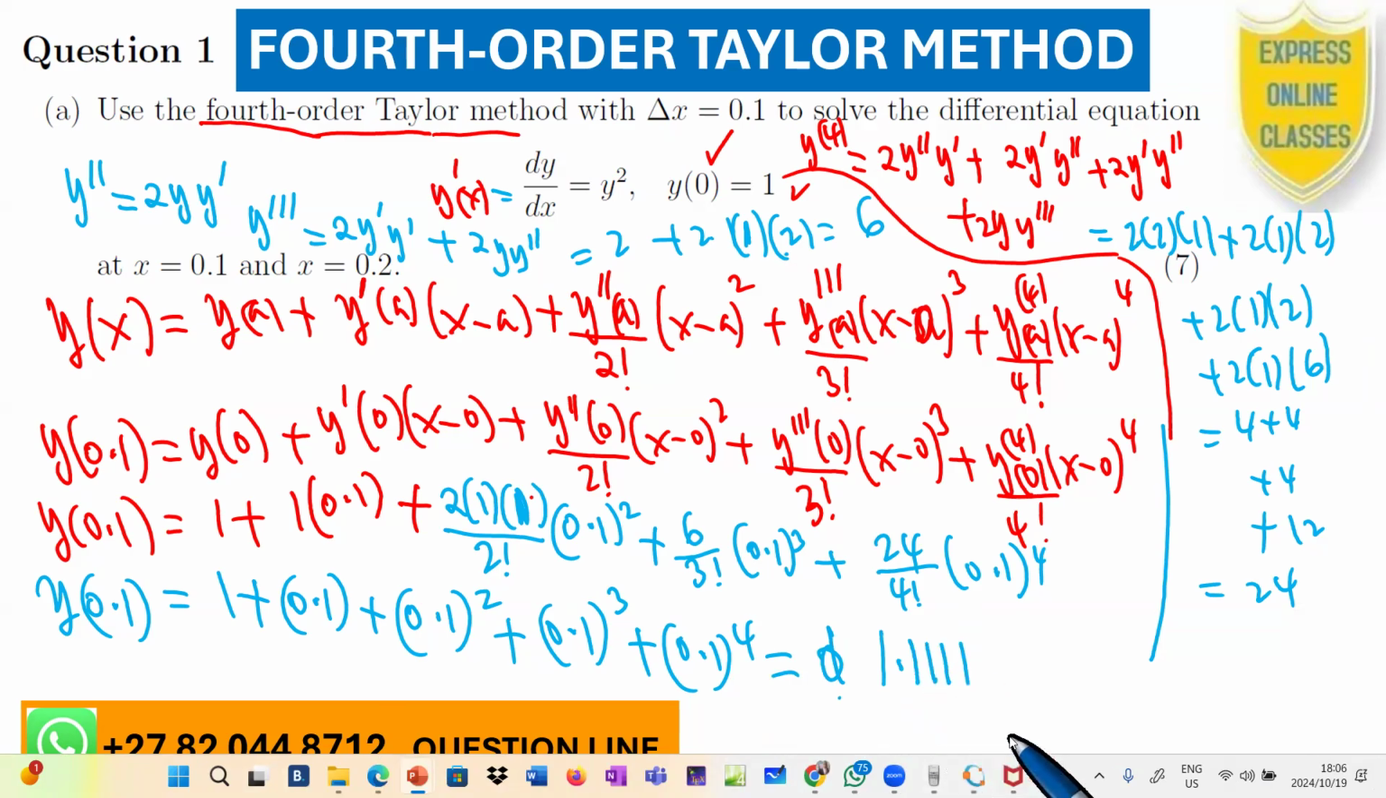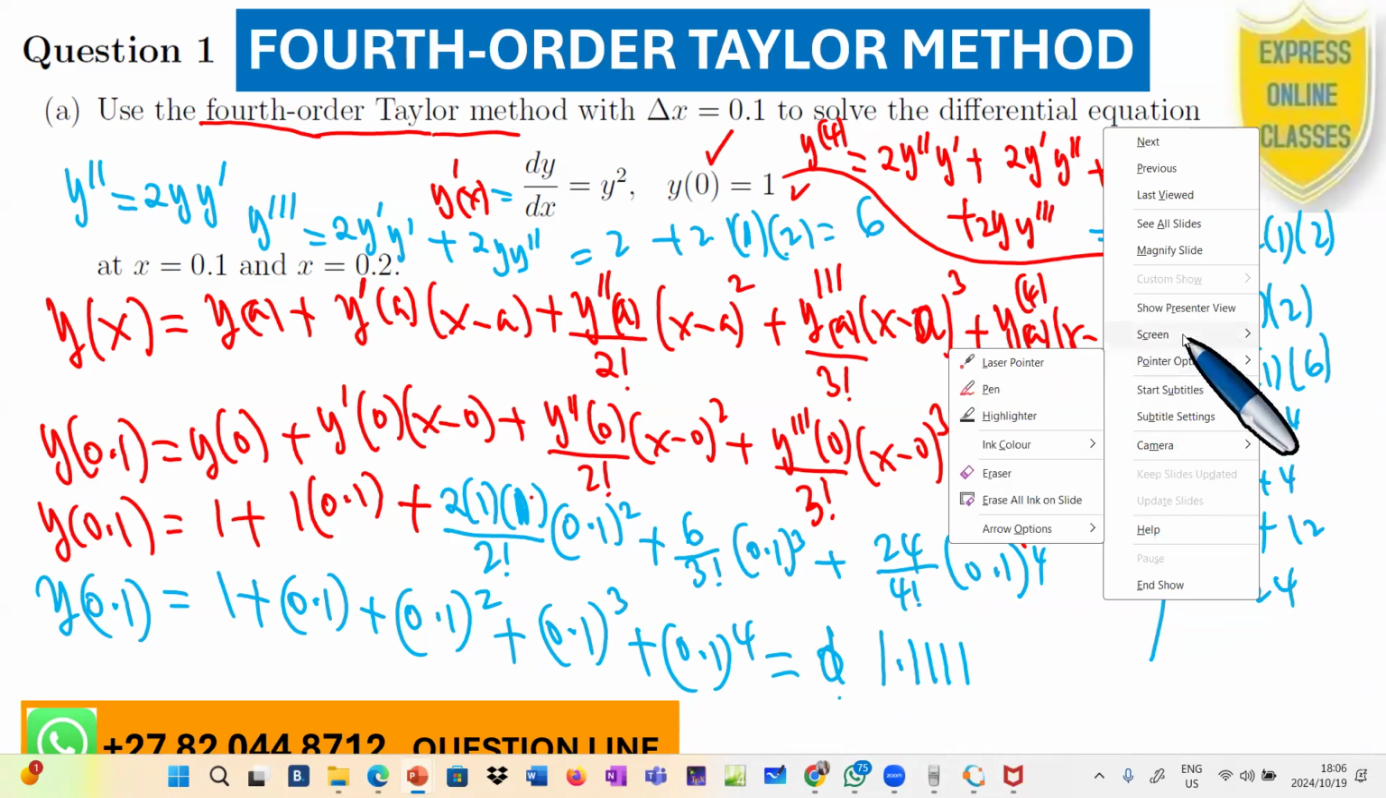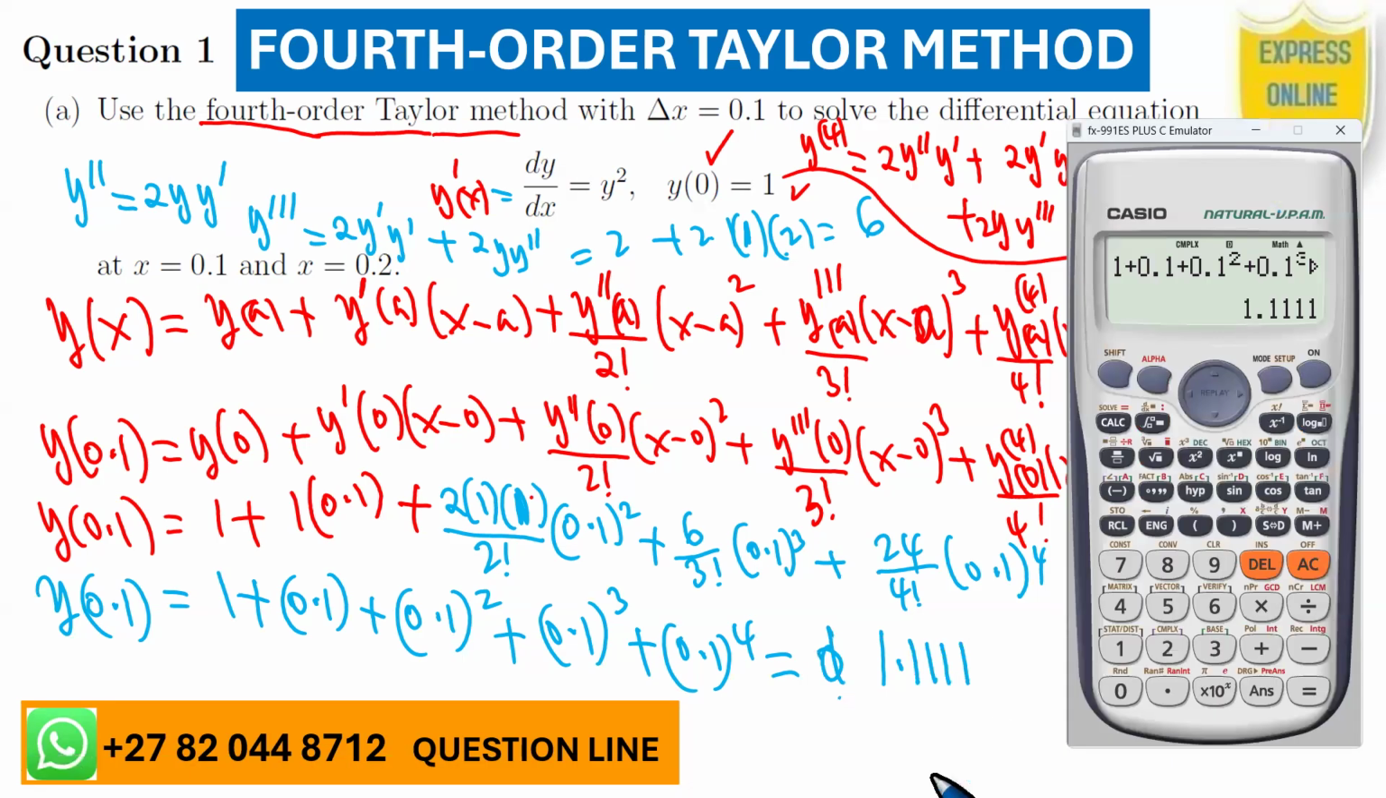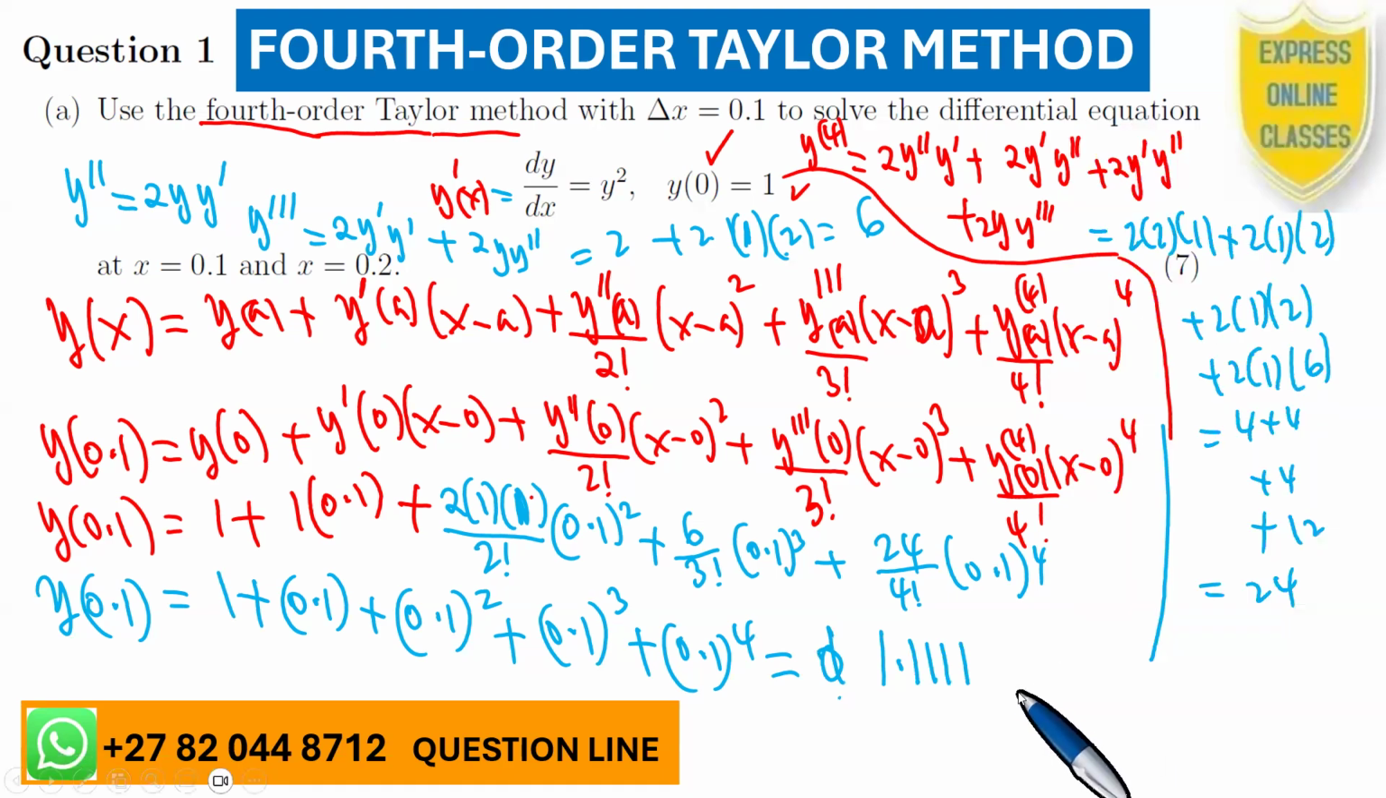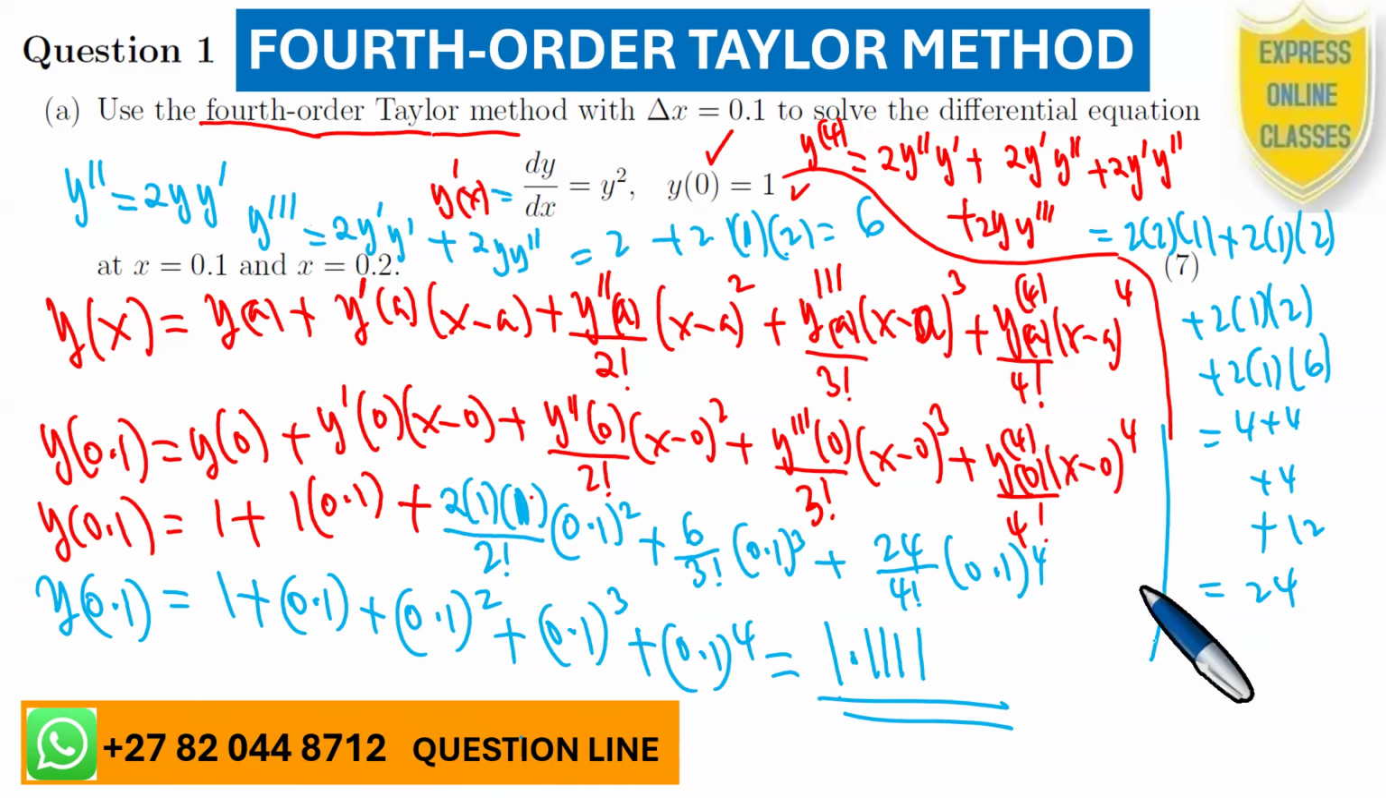Let us check this out. Launching the calculator, we got 1.41. So which means that you have 1.1234. So now the 4th order Taylor method will be this one for a total of 7 marks in the exam.